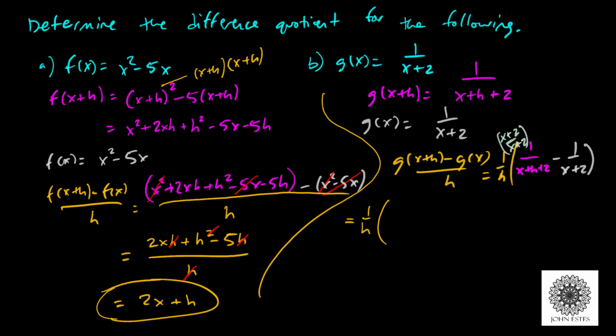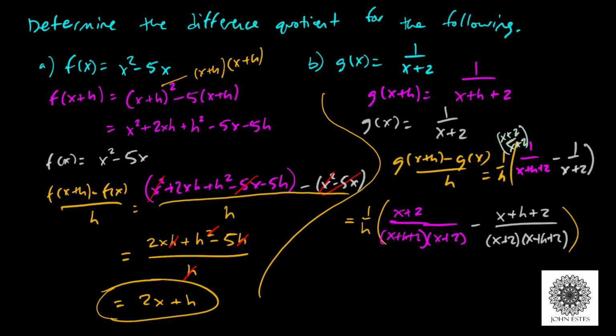So when I do that, my numerator is going to be x plus 2. My denominator is going to be the x plus h plus 2 times x plus 2. Okay, so all I did was multiply in x plus 2 over x plus 2. For my second term, I'm going to do a similar thing. I'm going to multiply in an x plus h plus 2. So I multiply that in the numerator and the denominator, and I end up with this expression.